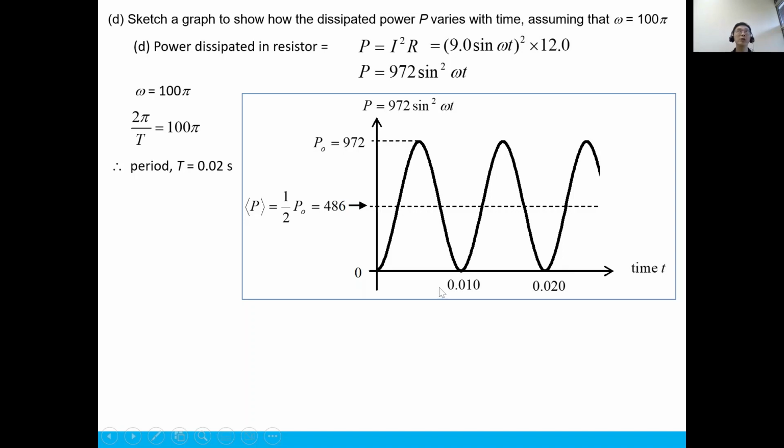There were questions that said, sketch the curve of the power for one period. And students sketch one hump, and that would be wrong. Because the period is always defined as the period of the current, which is 0.02 seconds in this case. So you must sketch at least two humps if they ask you to sketch for one period of time. That's something that you need to take note of.